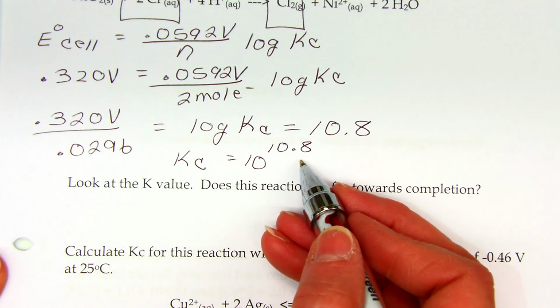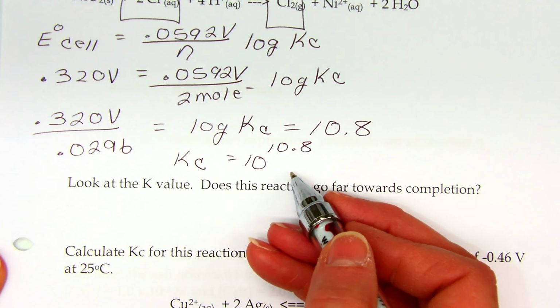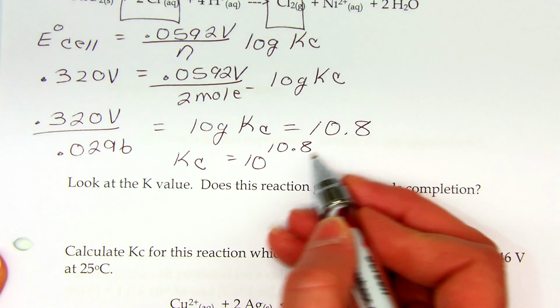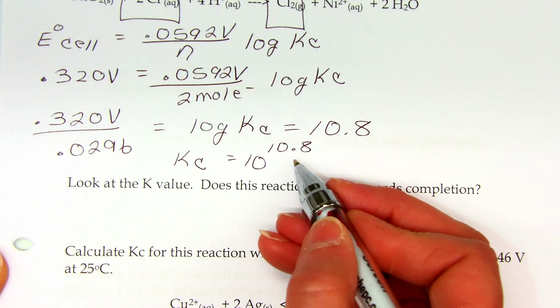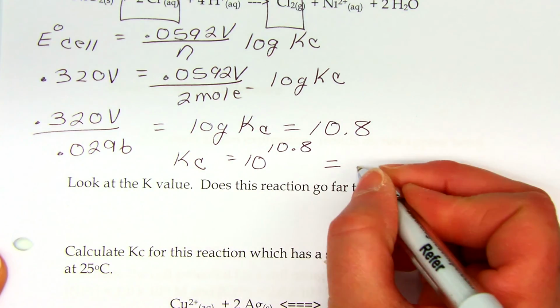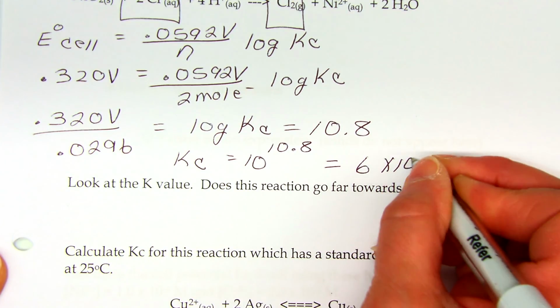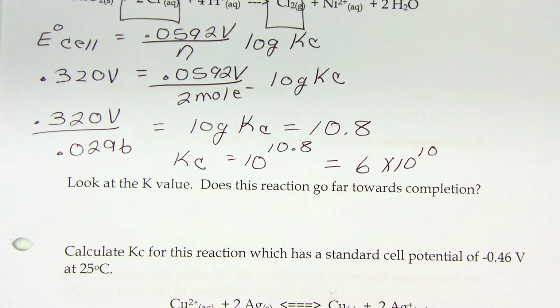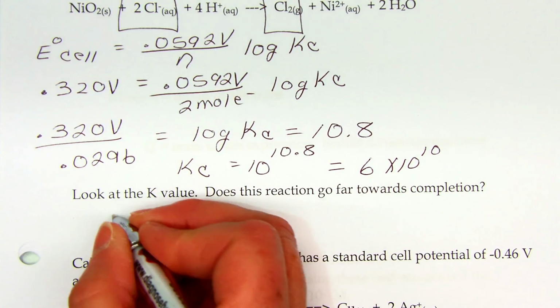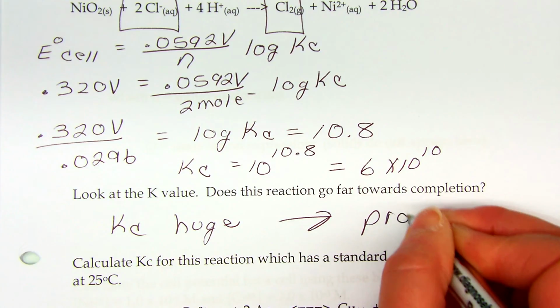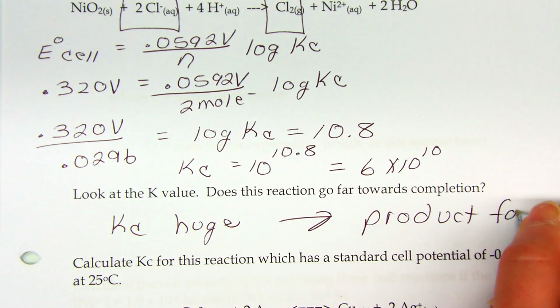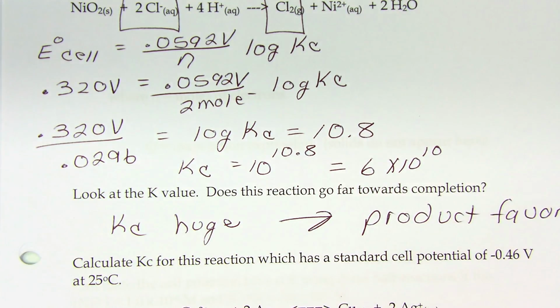Now let's think about sig figs. We are exponentiating or taking the anti-log. So we look at the number of digits to the right of the decimal in the logarithm, and that's the number of sig figs we report. So we only get 1, and we get 6 times 10 to the 10th. Okay, look at the K value. Does it go to completion? Yes. Kc is huge. So it is a product-favored reaction, which we already knew, because it was spontaneous as designated by the standard cell potential and by what delta G would be.